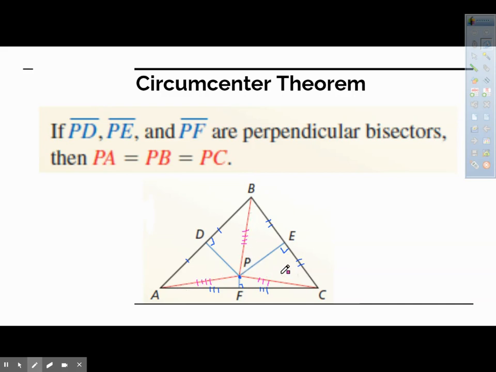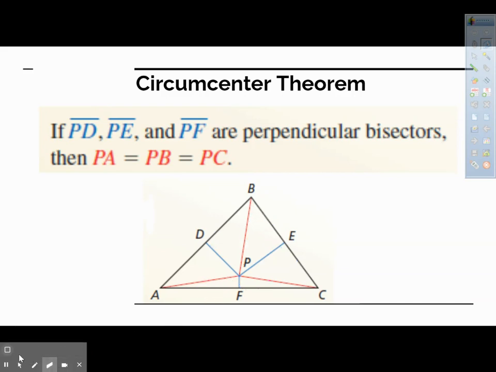So whenever you have the perpendicular bisectors where they meet at the circumcenter, it's equidistant to the three angles. Just like in our problem where we had to find the location that was the same distance from the high school, Southwest, and Central, we had to find the circumcenter. Same thing here: the circumcenter is the same distance to all three angles.